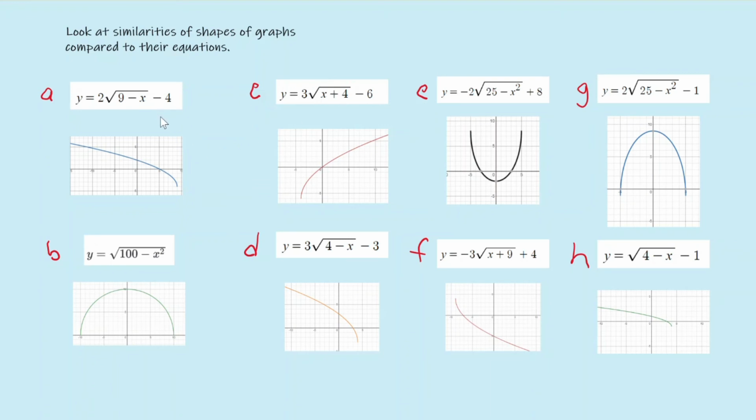But look at here. This is at negative 4. Look at this one. This is down at negative 6. This one is down at negative 3. This is at a positive 4. This is at a negative 1. So this number out here is impacting these equations vertically. It's about vertical shifts of the parent function. So that is pretty much it.